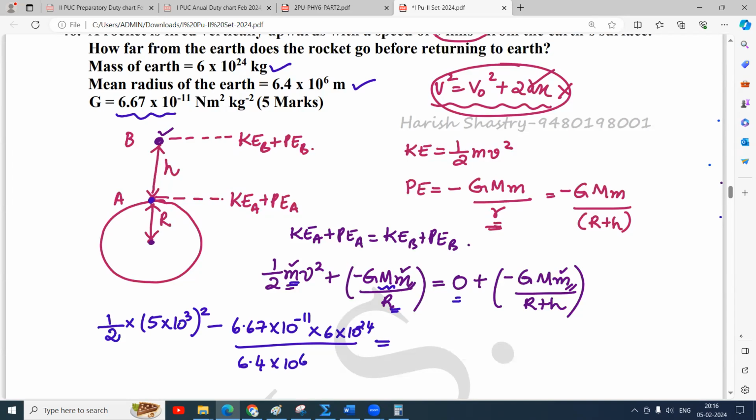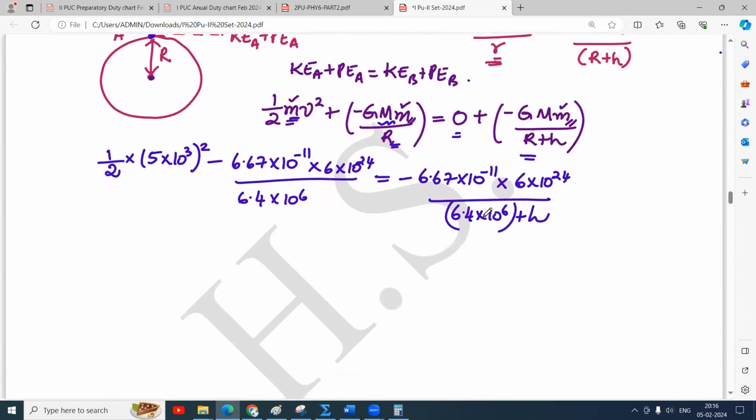But kinetic energy at B, potential energy at B: minus G, that is minus 6.67 into 10 to the power minus 11, then the mass of the planet, that is the mass of the Earth, 6 into 10 to the power 24, divided by R plus H. R is the radius of the Earth, given as 6.4 into 10 to the power 6, plus H. So we need to calculate H.